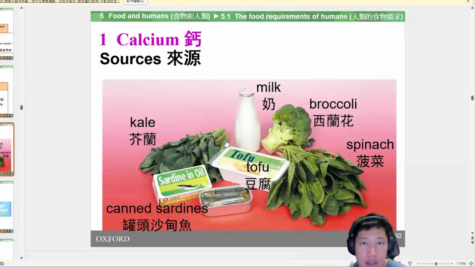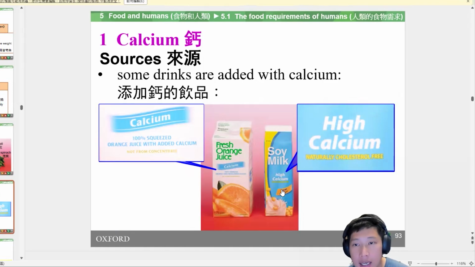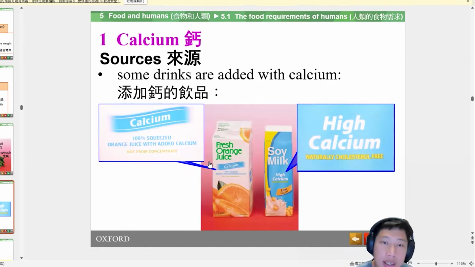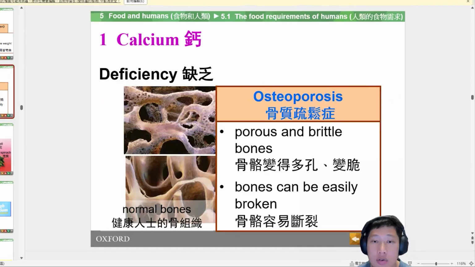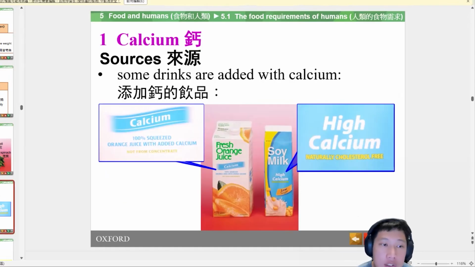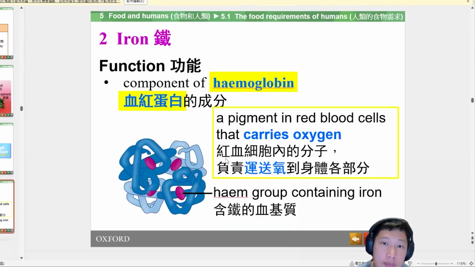Now, how can we get enough calcium? Here are some types of food that contain a lot of calcium. For example, tofu, milk, spinach, etc. Calcium is essential because it helps us to have strong bones. Some drinks, for example, some orange juice and soy milk, have a little bit of calcium added so that these can help us to increase the intake of calcium in our daily life.